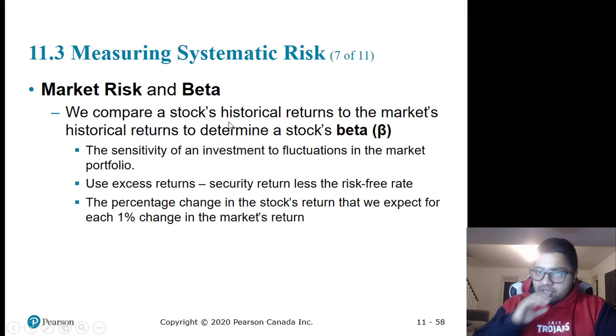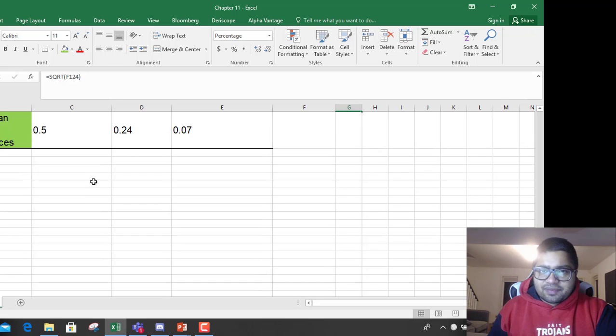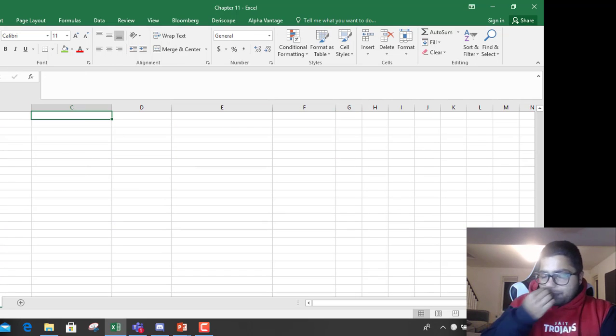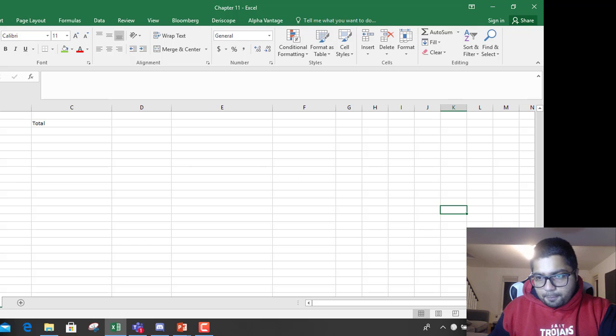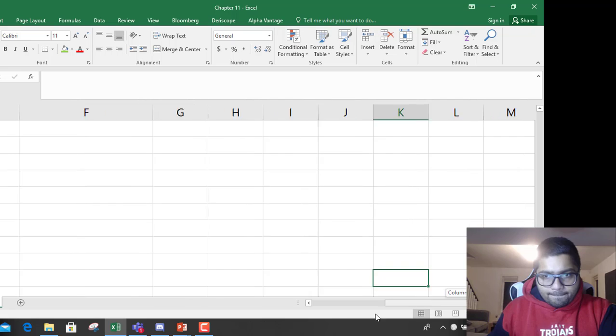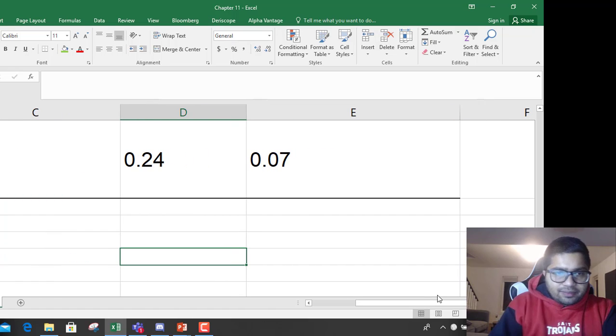We compare a stock's historical return to the market's historical return to determine the stock's beta, the sensitivity of investments to fluctuation in the market. So what are they discussing? We have discussed that total risk is given by standard deviation, but there are sub parts of total risk. So total risk of a stock, I'll zoom up. Total risk of a stock is given by standard deviation.